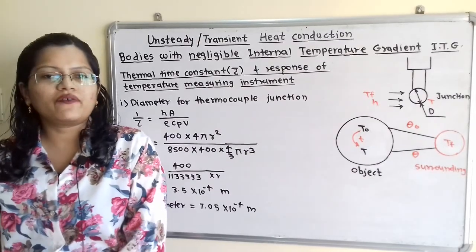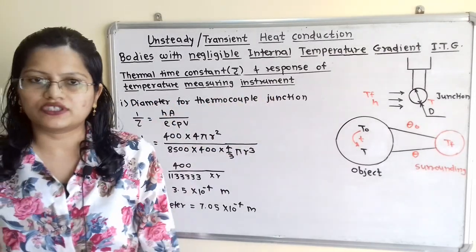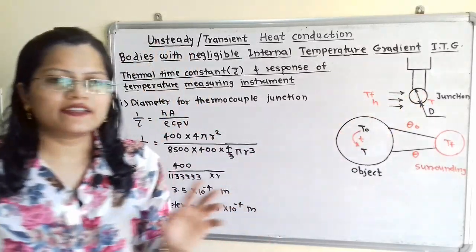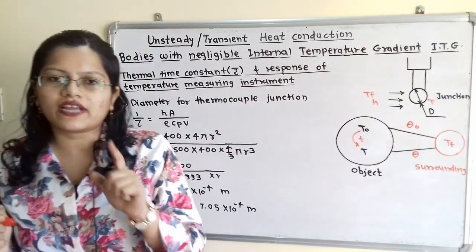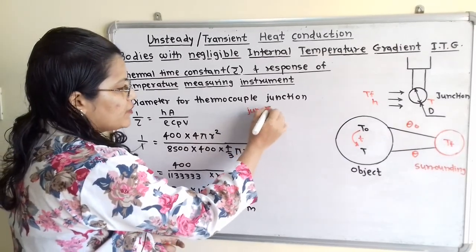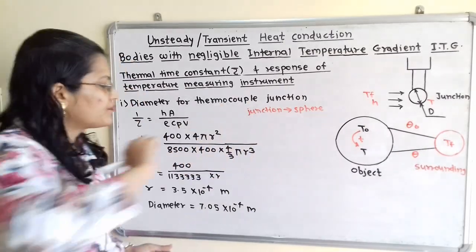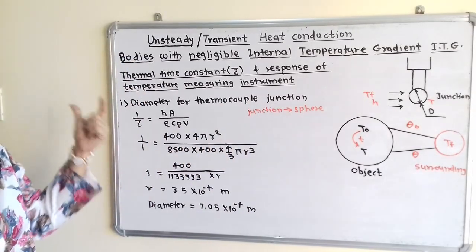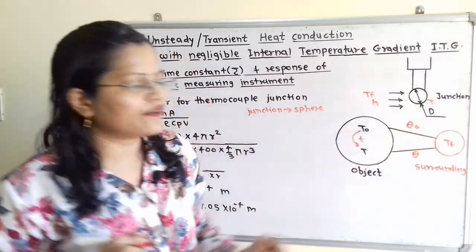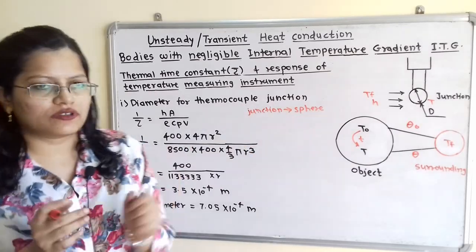Now we will move to the first question. We have to determine the diameter for the thermocouple junction. If we observe the diagram, here is the junction, and we will consider this junction as a sphere. So remember, for this thermocouple junction we have to apply all the formulas for the sphere. Now we have to find out the diameter d, that means the diameter of the sphere.